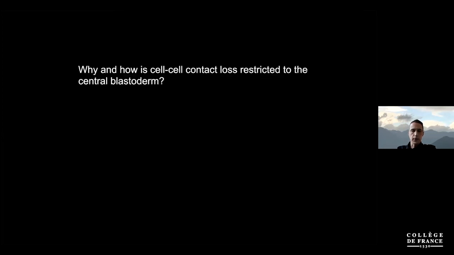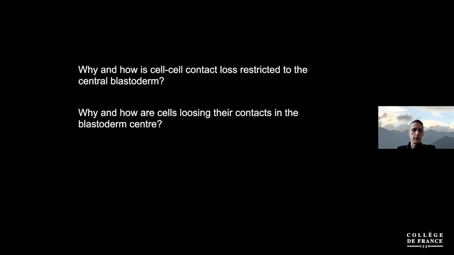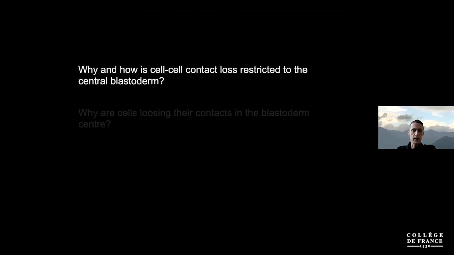So the question then Nicoletta asked is, why and how is cell-cell contact loss restricted to the central blastoderm? Why is it only happening in the center? And why and how are cells losing their contacts in the blastoderm center? So what is the mechanism of contact loss right at the stage when the tissue is fluidizing? Now to the first question, why and how is cell-cell contact loss restricted to the central blastoderm?